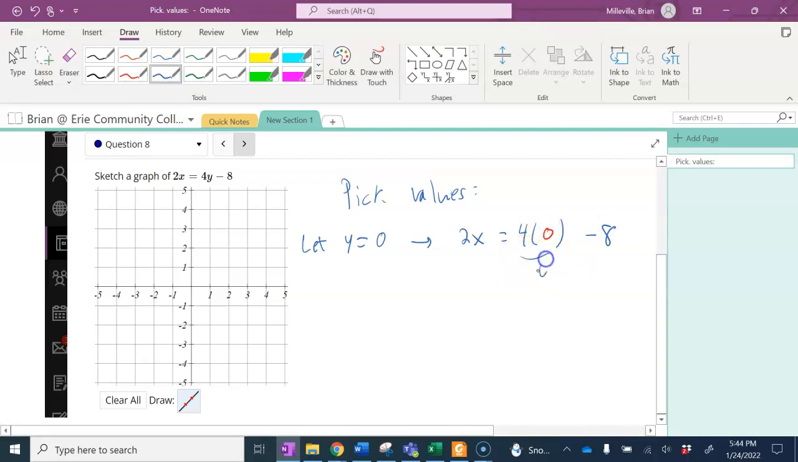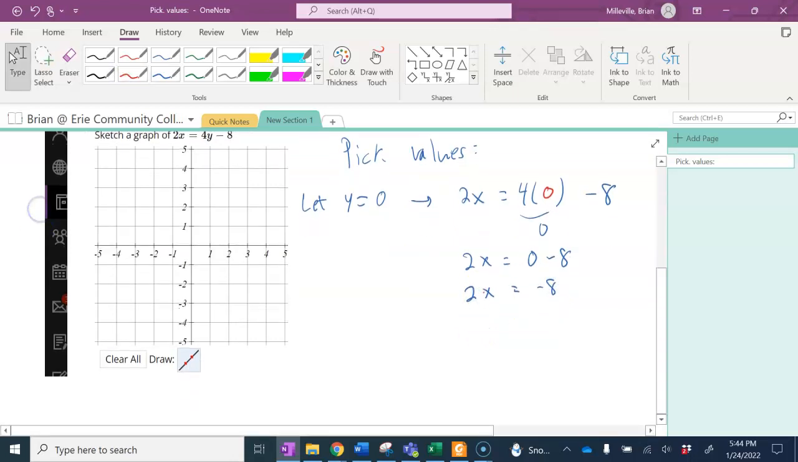4 times 0 is 0, so we're going to have 2x is equal to 0 minus 8, so 2x is equal to negative 8. We're going to see in the next section how to solve this linear equation. Here we're going to break up this multiplication, because when we say 2x, it really means 2 times x. We can divide both sides of the equation by 2 without changing the solution set, because 2 divided by 2 cancels out to 1. So we get 1x is equal to negative 4, and 1 times anything is itself, so 1 times x is just x.